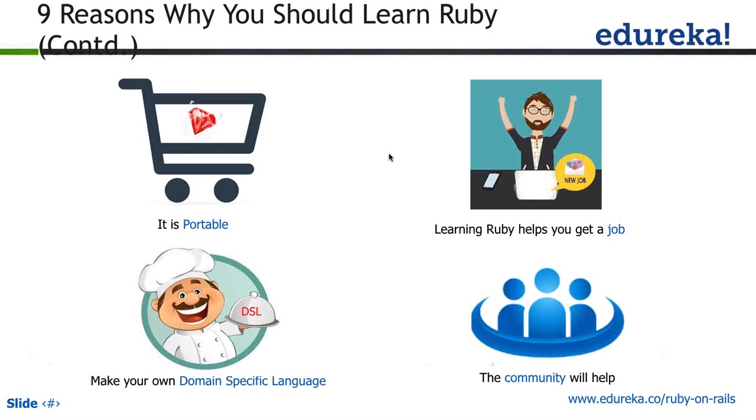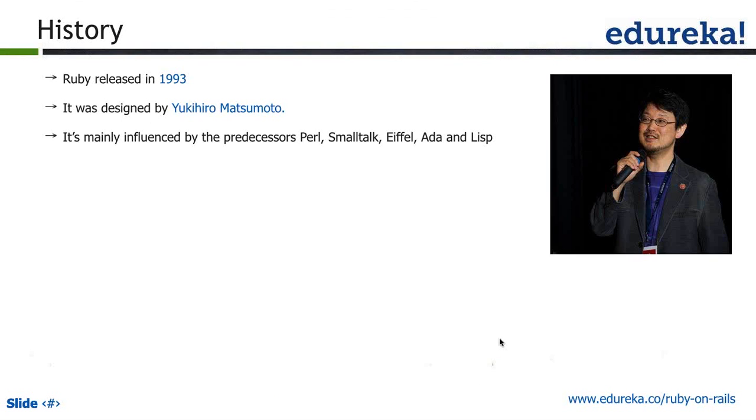And you can make your own tiny little domain-specific languages, right? And the community, the main reason why Ruby is growing so much is the community. Whenever you have any questions, you search on Google, you get the answers immediately. Plus, the community creates lots of gems or plugins that you can use easily. So that's how you get to do your project quickly, right?